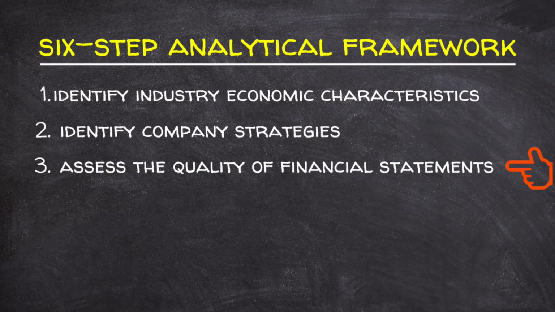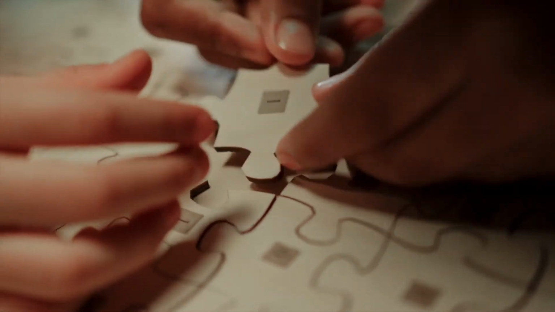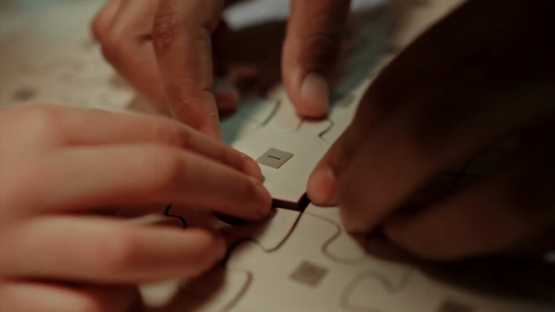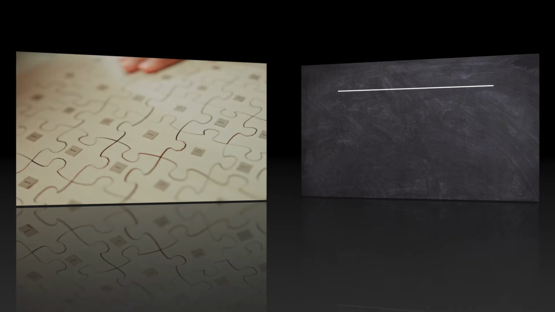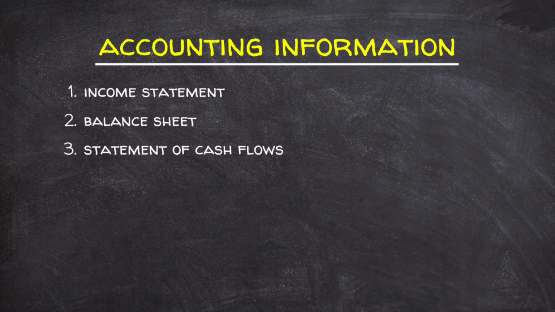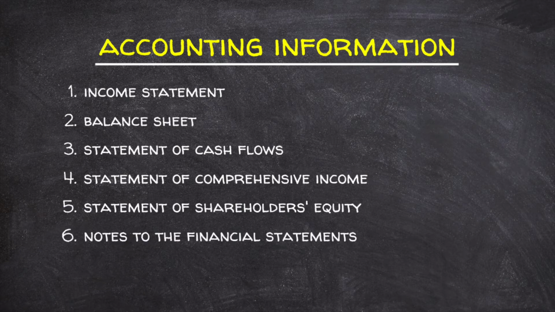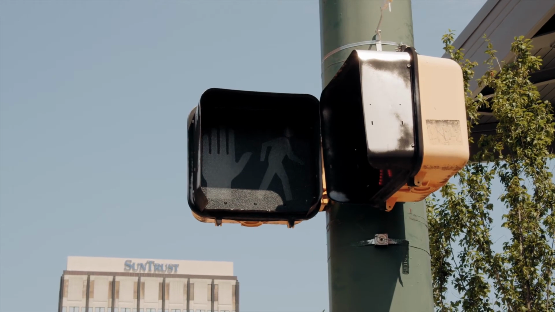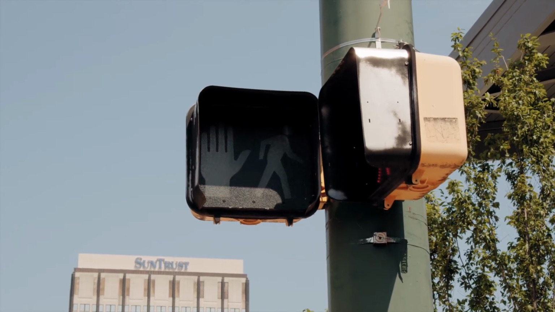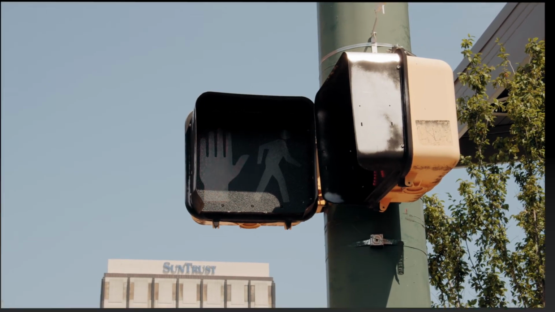Step 3, assess the quality of the financial statements. Accounting information should be a fair and complete representation of the firm's performance, their position, and risk, and it should provide enough information to forecast future earnings and cash flows. The accounting information would include the financial statements along with the statement of comprehensive income, statement of shareholders' equity, and the notes to the financial statements. Just because a company is listed on a stock exchange and has been audited by a public accounting firm, that doesn't mean that the financial statements are a fair and accurate representation of the firm's performance.